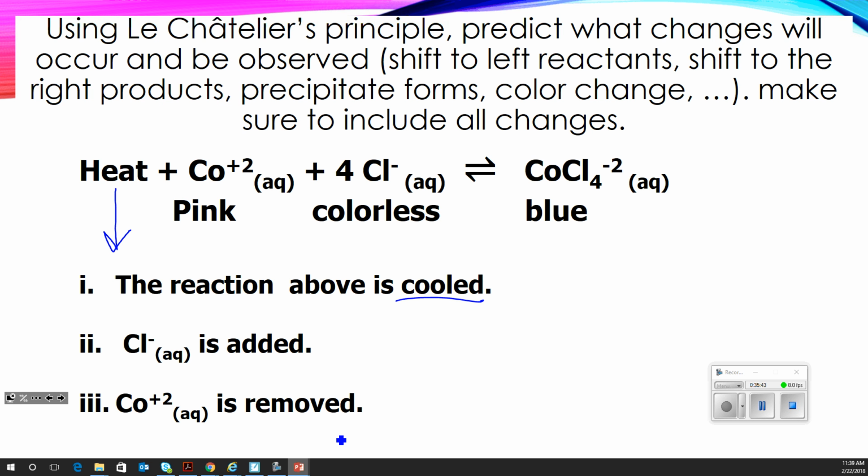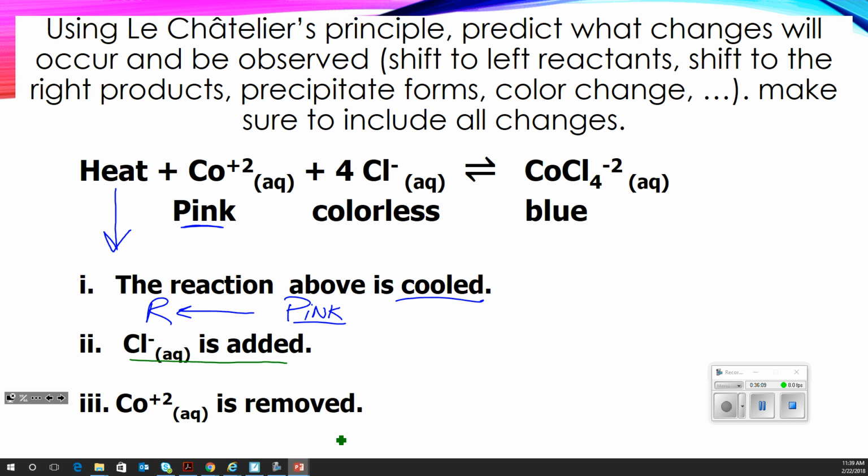Which way is it shifting? Shifting this way. So what's on this side? Pink. So this is going to show me pink, because it is shifting towards the reactants, right? I'm taking away from the product and making more reactants. Okay, let's look at the next one.